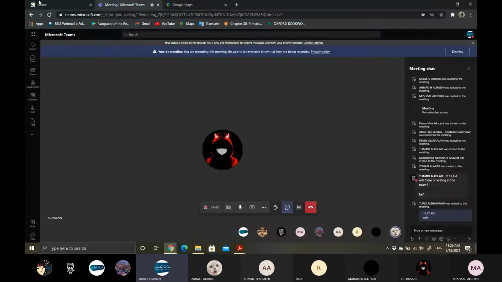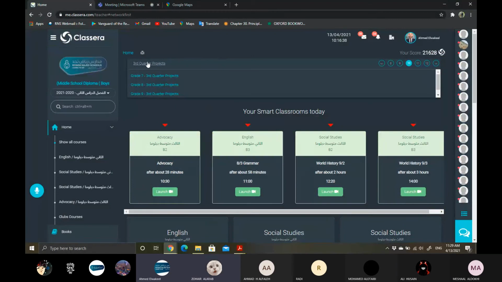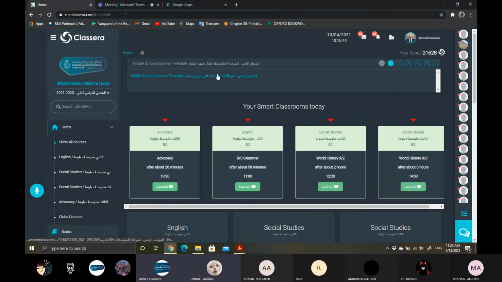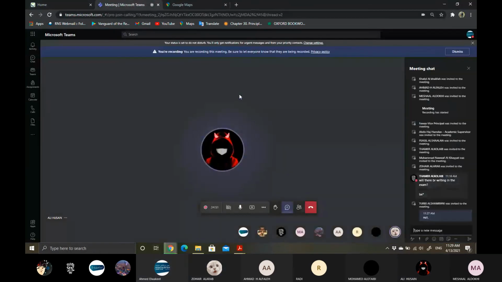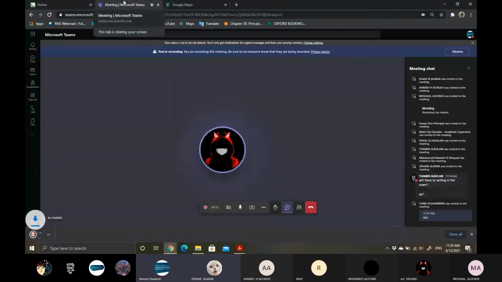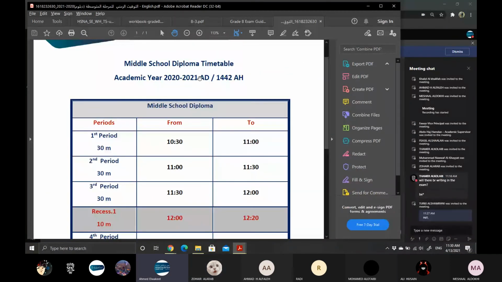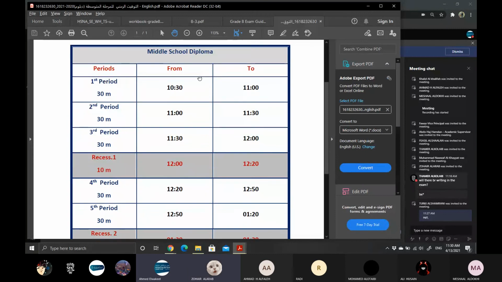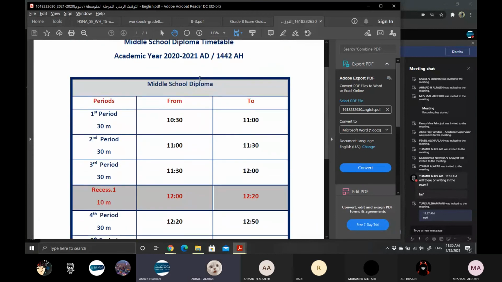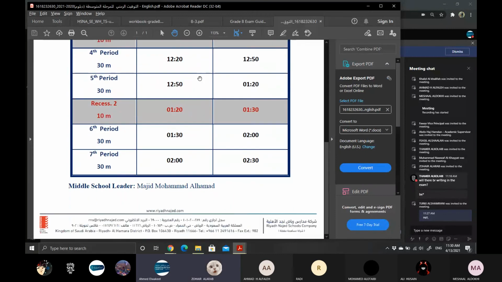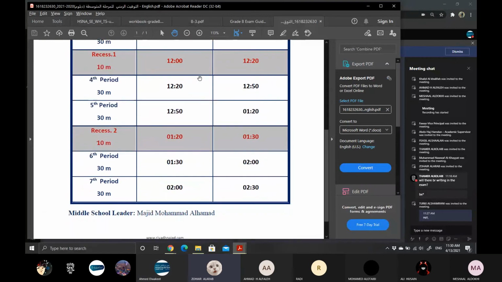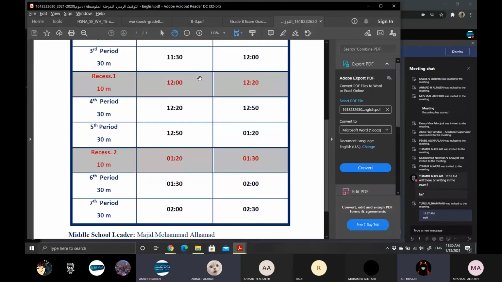You will find the specific schedule here on Classera, page 1. Yeah, that's it. Let's download it. Okay, that's the schedule timing. Oh, that's the timing. It is only the timing.